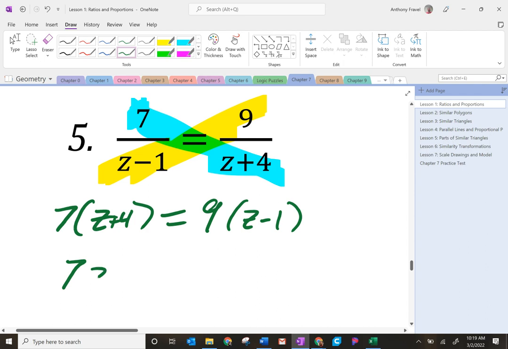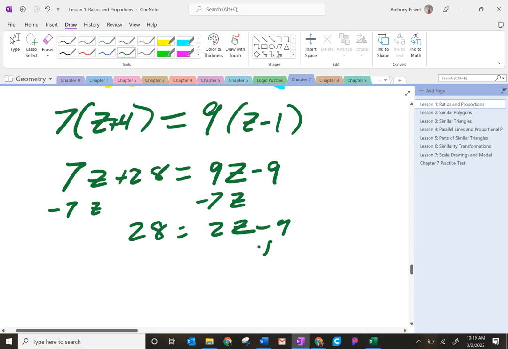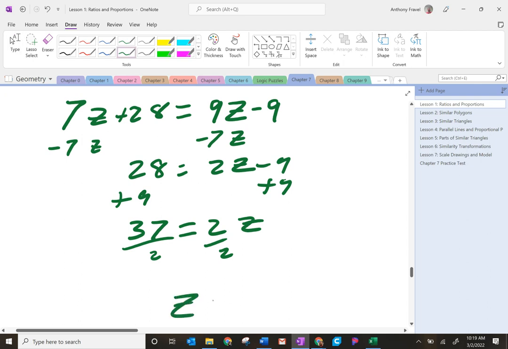That gives me 7Z plus 4, or sorry, plus 28, because I need to distribute all of that, equals 9Z minus 9. Now I'm going to get the Z's on the side by itself, minus 7Z to both sides. I get 28 equals 2Z minus 9. So plus 9 to this side, plus 9 to this side. I get 37 equals 2Z. Divide both sides by 2. My final answer should be Z equals 18.5.